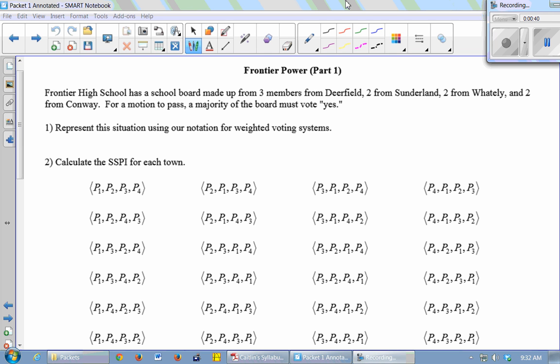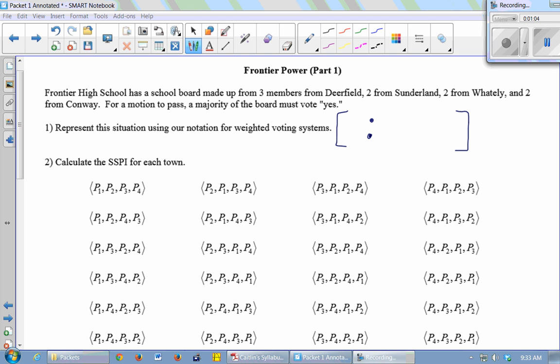Frontier High School has a school board made up of 3 members from Deerfield and then 2 each from Sunderland, Whately, and Conway. For a motion to pass, a majority of the board has to vote yes. So our weighted voting notation is the square brackets, and the quota is what goes first before the colon.